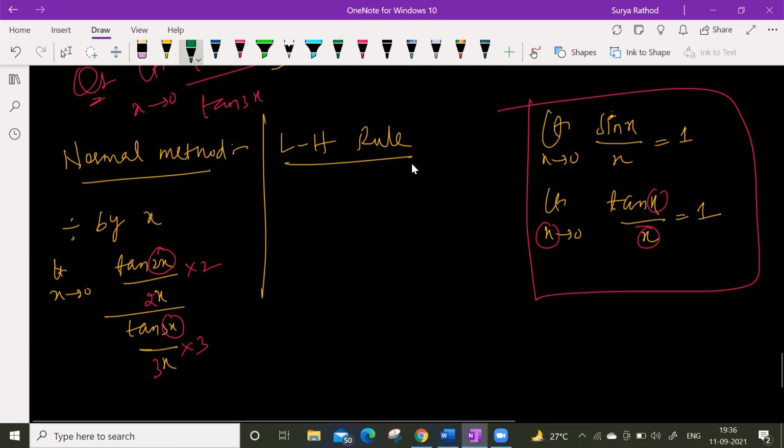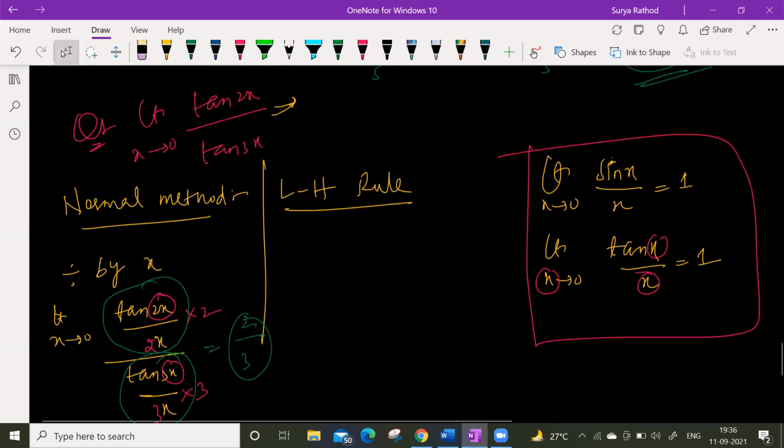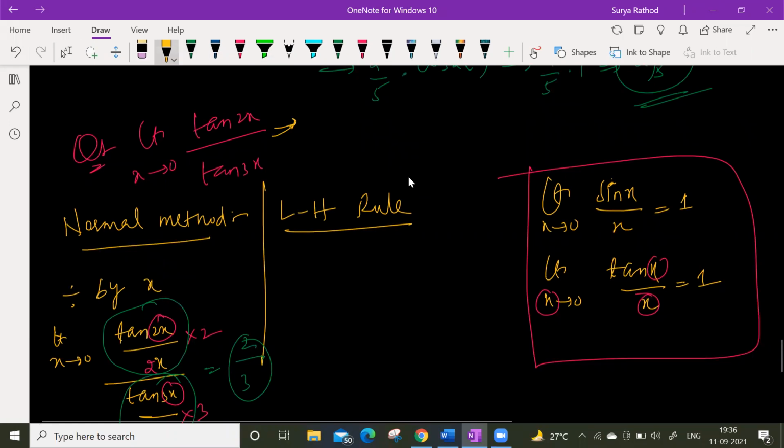Look at this now. This fully becomes 1. This fully becomes 1. So what do I get here? 1 into 2 is 2, 1 into 3 is 3, so 2 by 3. That's how I used to tell the answer. Okay, now by using L'Hospital rule, how we need to solve. Are you able to understand how I solved in the normal method?